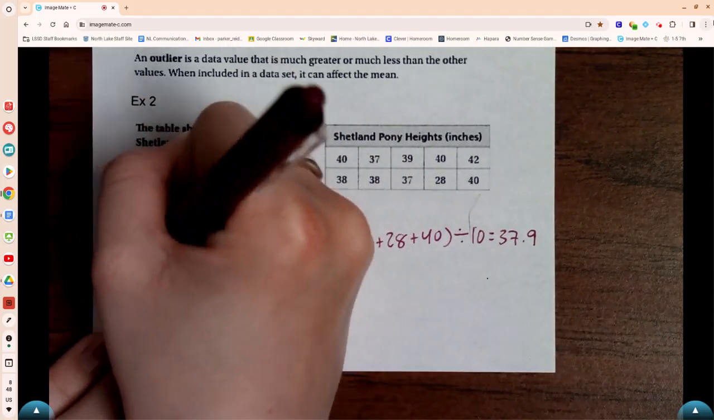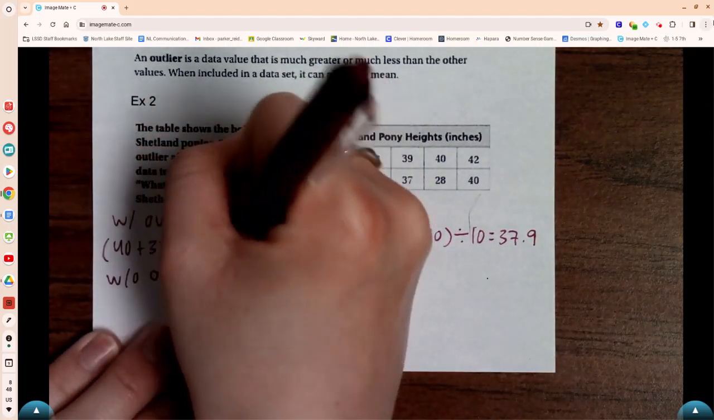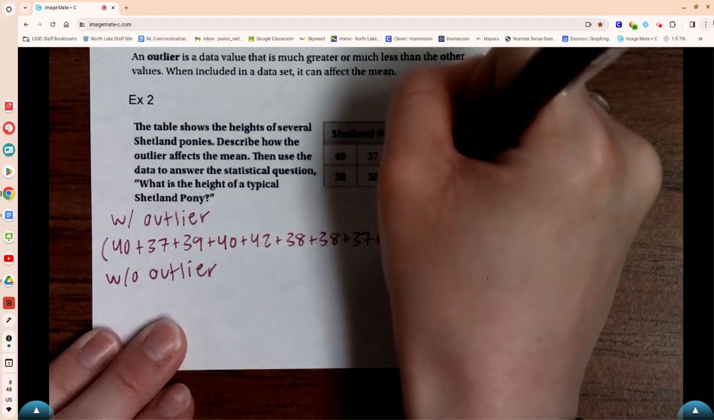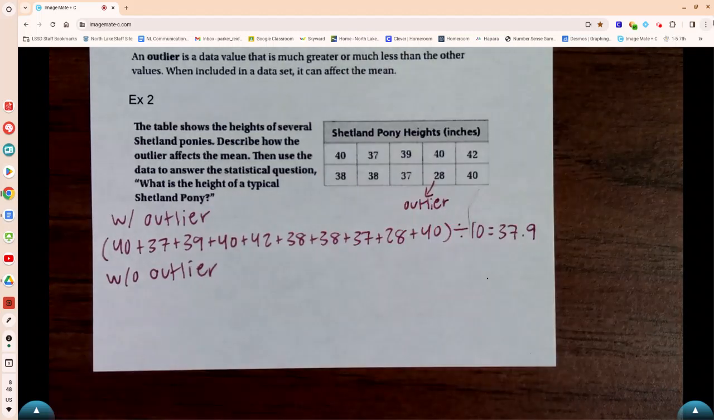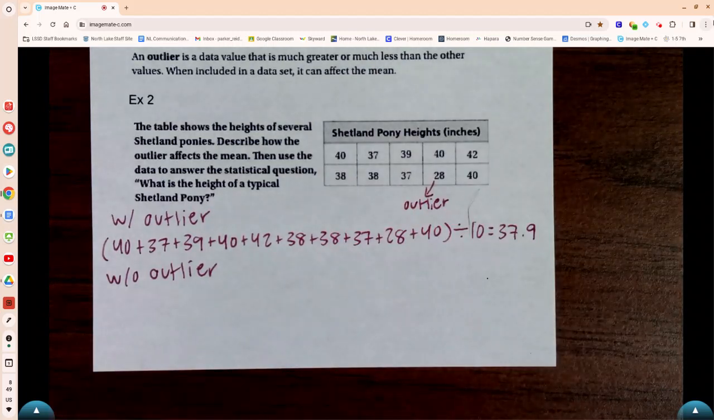So now I'm going to do it without the outlier. And Mia told us which one that was. That is the number 28, because it is a lot shorter than the rest of them. The reason we sometimes want to take out outliers is because outliers don't describe what's typical, right? This pony is a lot shorter than the other ponies, and because that's not normally their height, we might not want to include it when we're trying to describe the average height.